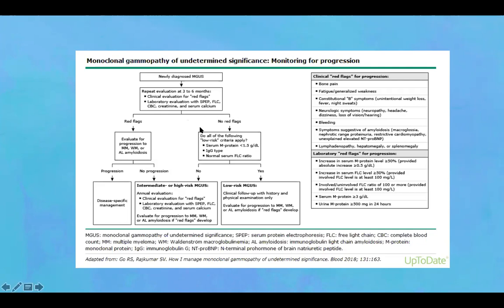And if we don't have any red flag, the patient has an M protein level less than 1.5, and the IgG is normal, and there is a normal free light chain ratio, the patient is going to be having only physical exam and history.